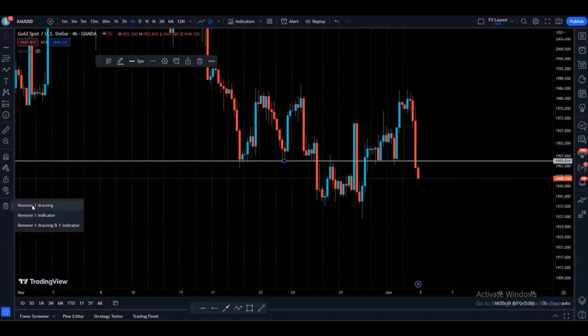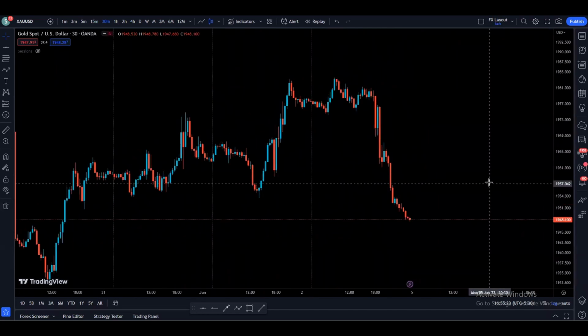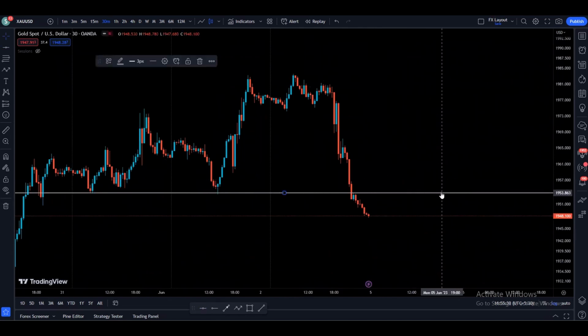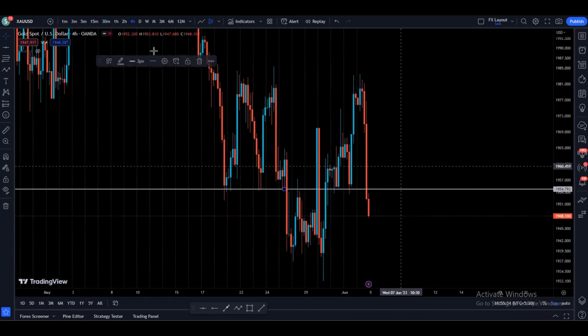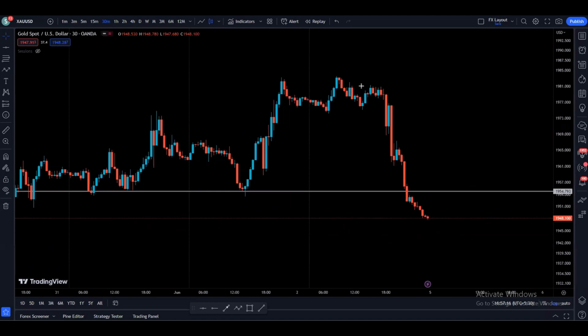Now let's go to the 30-minute time frame to find out more details and any intraday setup that we can see. Now on the 30-minute time frame, let's mark this support as well. This was the 4-hour support, as we already mentioned. Now let's go back to the 30-minute time frame. We can see that price is bearish at the moment because we are making lower lows and lower highs.